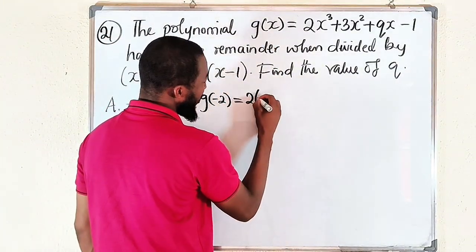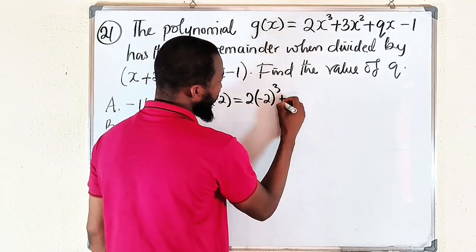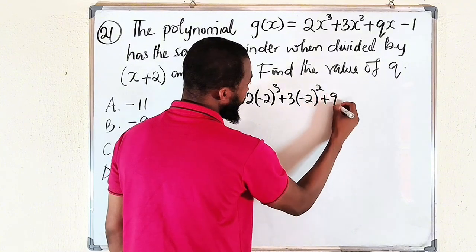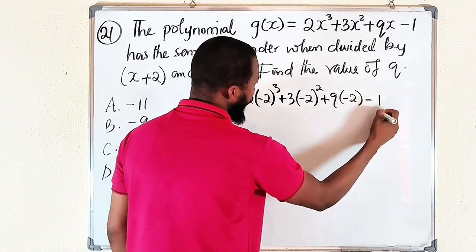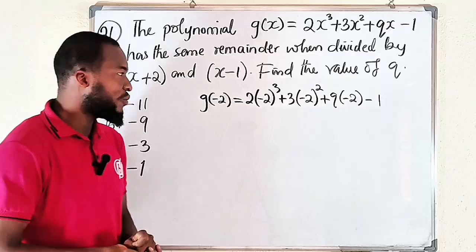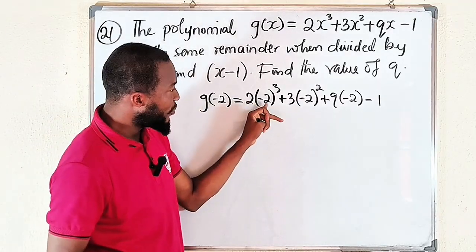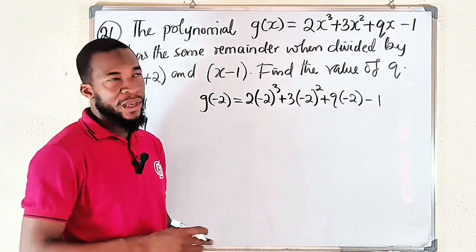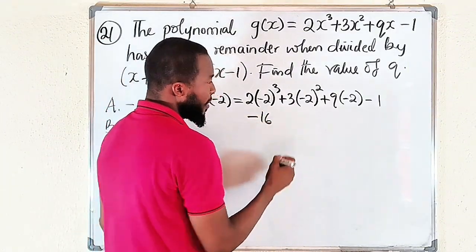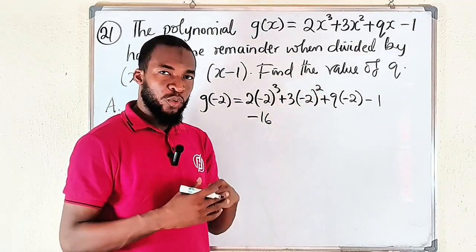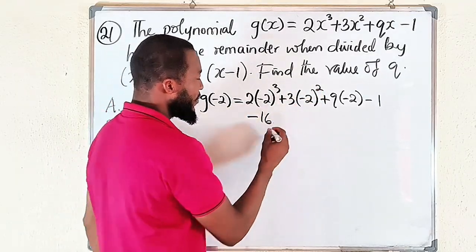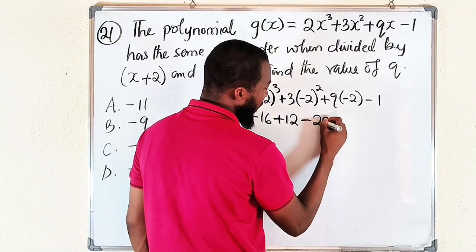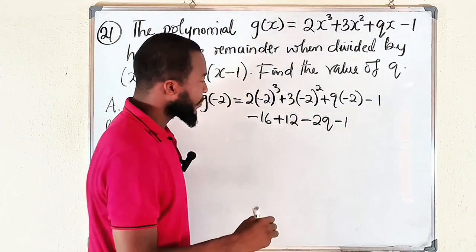So we have 2 multiplied by -2 to the power of 3, plus 3 multiplied by -2 to the second power, plus q multiplied by -2, minus 1. You see that? So what do we need to do? Simplify. -2 to the power of 3 will give you -8. -8 times 2 will be -16. -2 to the power of 2 will be +4. Times 3 will give you 12. This is minus 2q, minus 1.